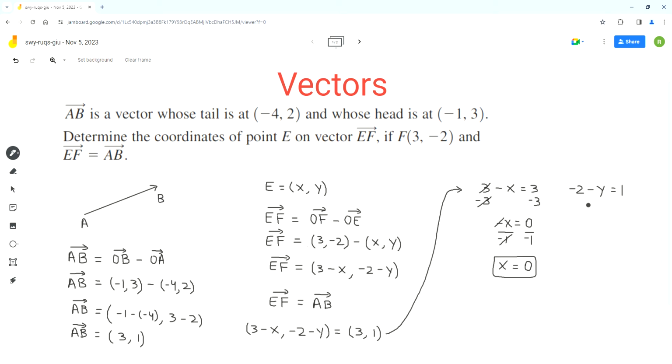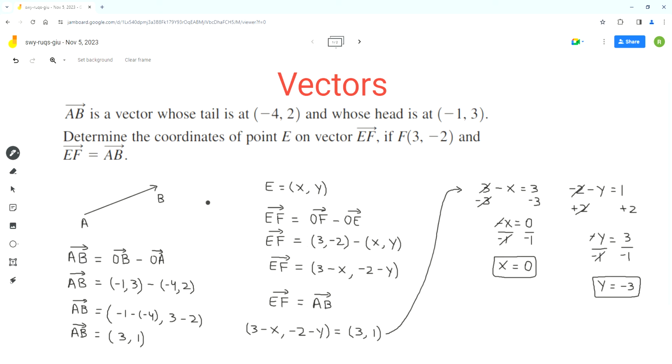Now we can calculate the y value. We should add 2 to both sides. So the 2's on the left side cancel each other out. 1 plus 2 is equal to 3. And now we can isolate y by dividing both sides by negative 1. The negatives on the left side cancel each other out. So we get y equals 3 over negative 1, which is equal to negative 3. So this is the final answer for the y value.